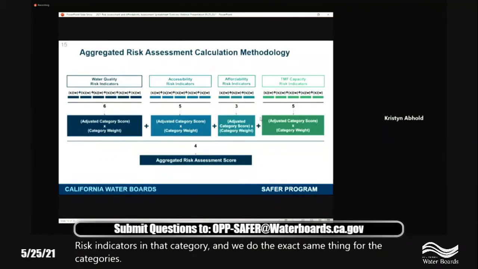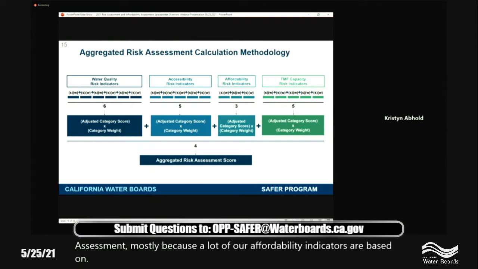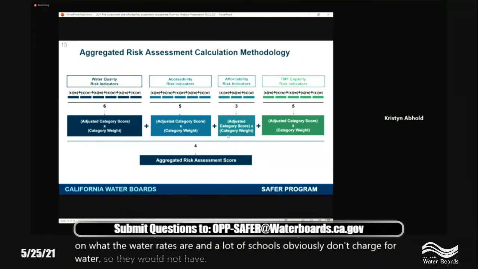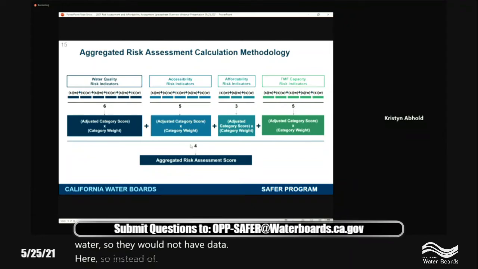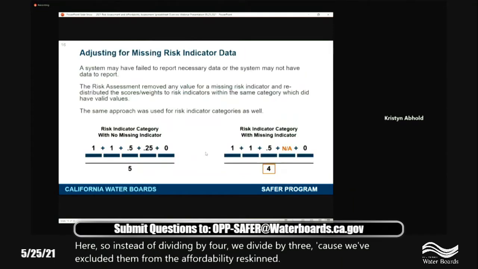If, for example, like we said earlier, we exclude schools from the affordability assessment, mostly because a lot of our affordability indicators are based on what the water rates are, and a lot of schools obviously don't charge for water, so they would not have data here. Instead of dividing by 4, we divide by 3 because we've excluded them from the affordability risk indicator category. So that's how our math works.